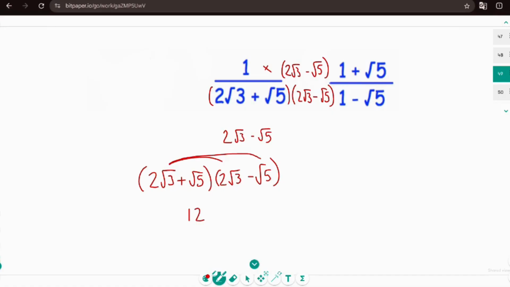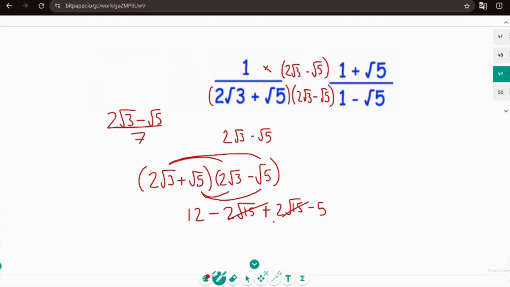2 root 3 times negative root 5 would be negative 2 root 15, because I can multiply the root 3 by the root 5. Root 5 times 2 root 3. Well, root 5 times root 3 is root 15, so 2 root 15. And root 5 times negative root 5 would just be negative 5. Cancels out. 12 take away 5 is 7. So my final answer I will write over here, 2 root 3 minus root 5 all over 7.